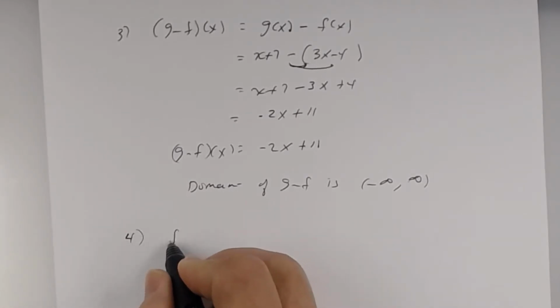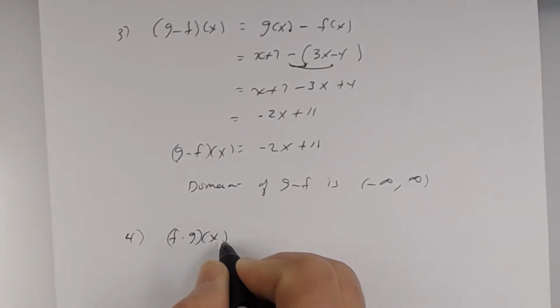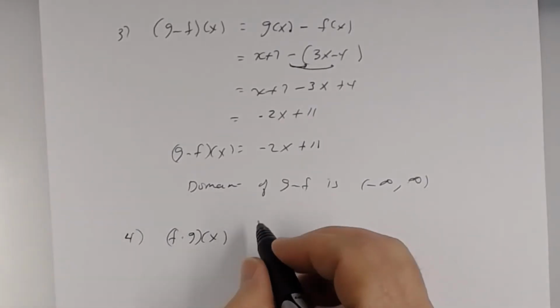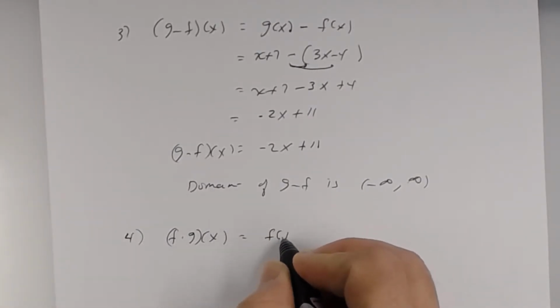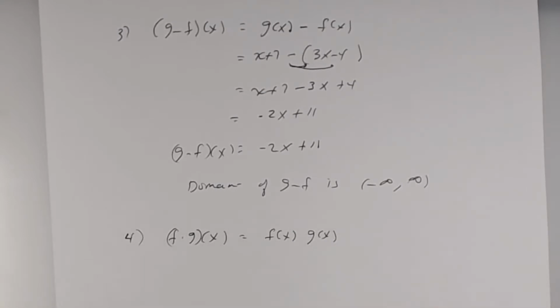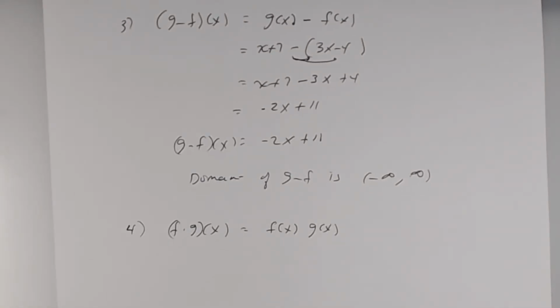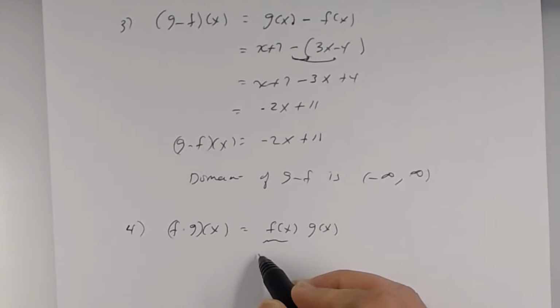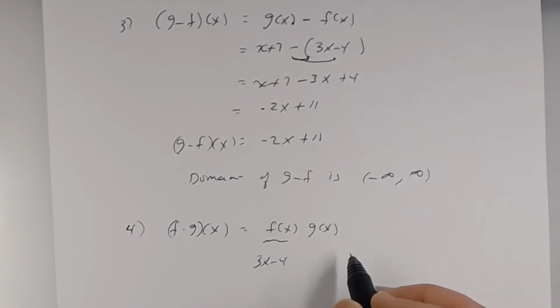Let's find f times g at x. By definition, what is that equal to? f of x times g of x. Okay? Now, what's f of x? Now watch. I'm going to write like this for right now, just to show you what you're going to need to do. 3x minus 4. What's g of x? x plus 7. All right, see how I wrote it?